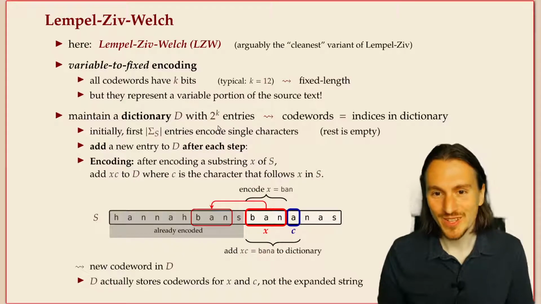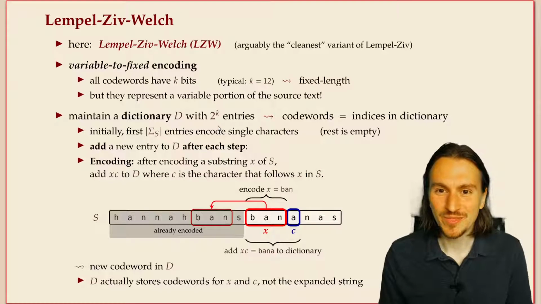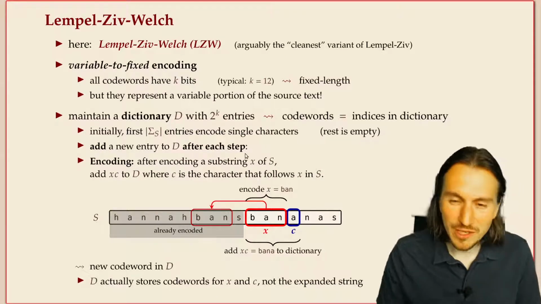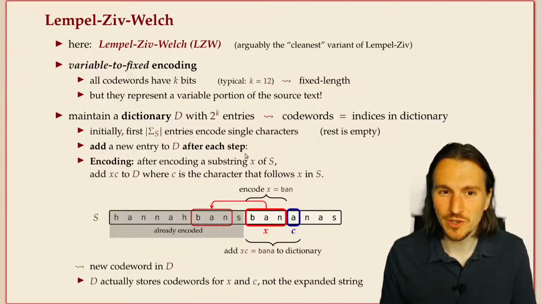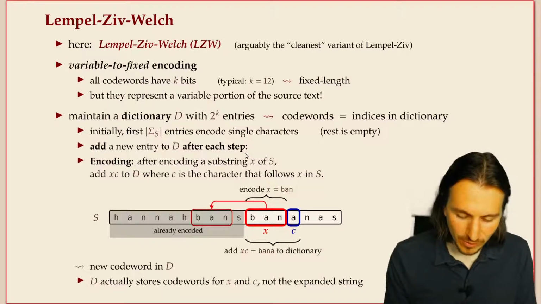Now, how does this work, to add new phrases to the dictionary? In Lempel-Ziv-Welch, it's done as follows. Whenever we encode a bit of the text, we add a new phrase. So each time we encode one thing, we also add one thing to the dictionary. And the rule is as follows.